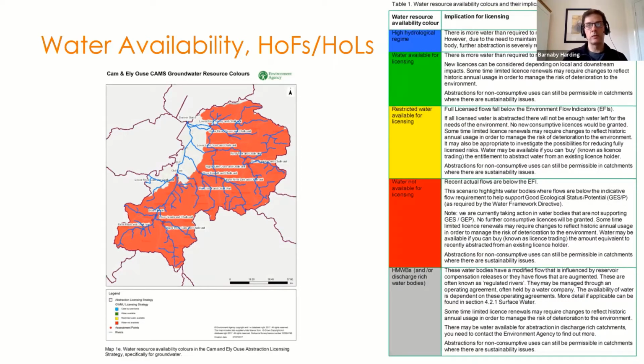So you've got in the green, water available for licensing. You should be able to get an abstraction license as long as you're not having any detrimental environmental impacts on local receptors.